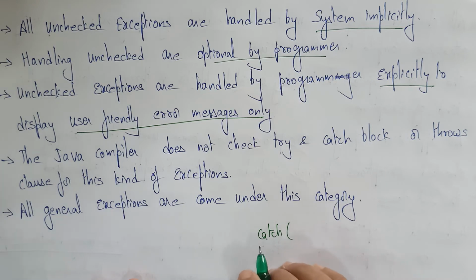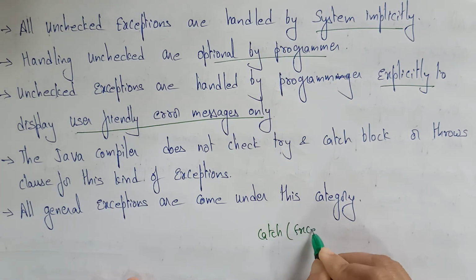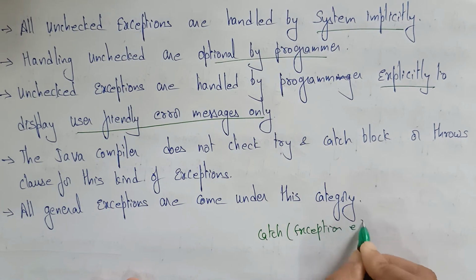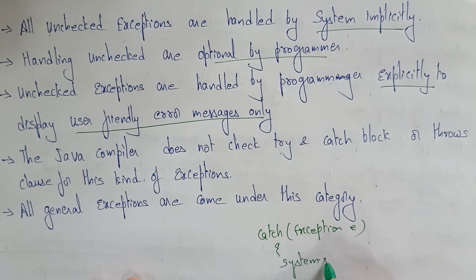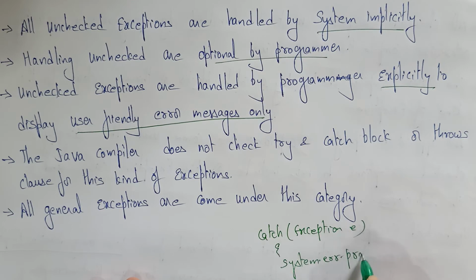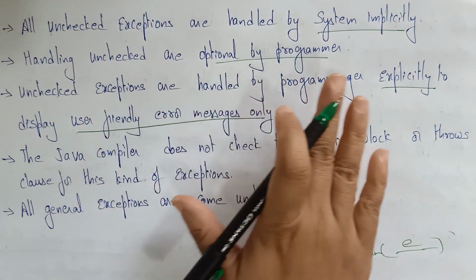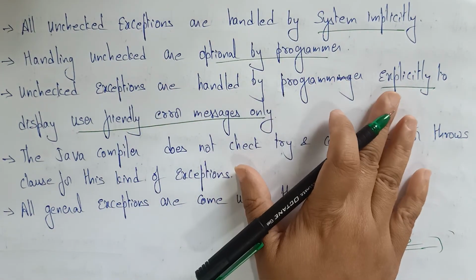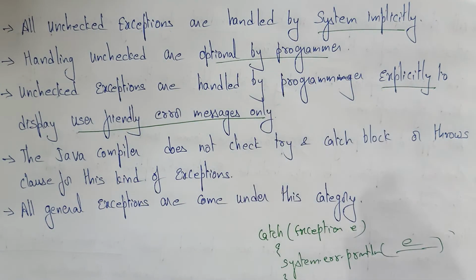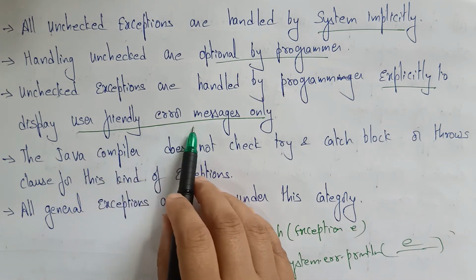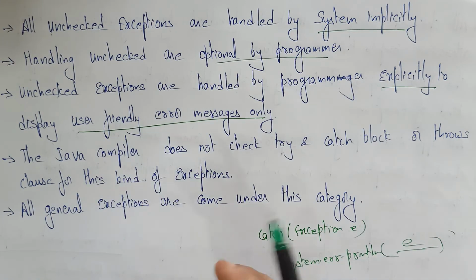Okay, so call the exception e. Then try to display the error message, whatever the error message, with System.err.println, and print whatever message you want. So unchecked exceptions are handled by the programmer explicitly. Why would you want to do that? Because I want to display user-friendly error messages. This is how you can display them.